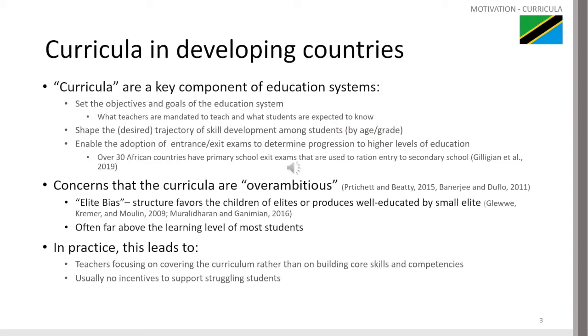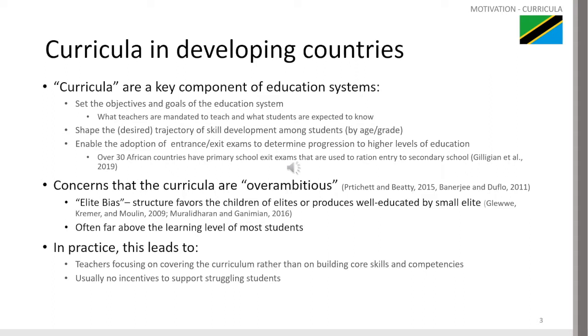Curricula are key components of education systems. On a high level, they set the visions, objectives, and goals of an education system. And this is translated to a lower classroom level, where it determines what teachers teach and what students are expected to know. Curricula also shape the trajectory of skill progression among students. So they outline the order in which the student is going to learn skills.